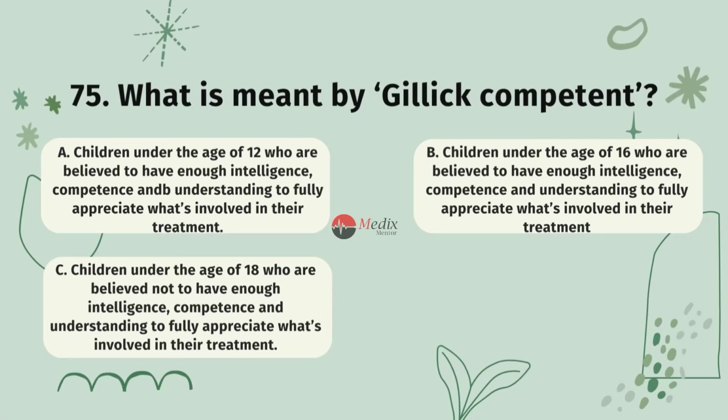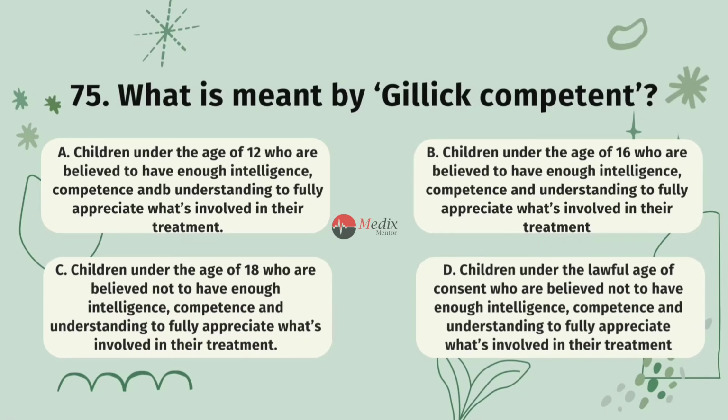Option C, children under the age of 18 who are believed not to have enough intelligence, competence, and understanding to fully appreciate what's involved in their treatment. Option D, children under the lawful age of consent who are believed not to have enough intelligence, competence, and understanding to fully appreciate what's involved in their treatment. The correct answer is B.